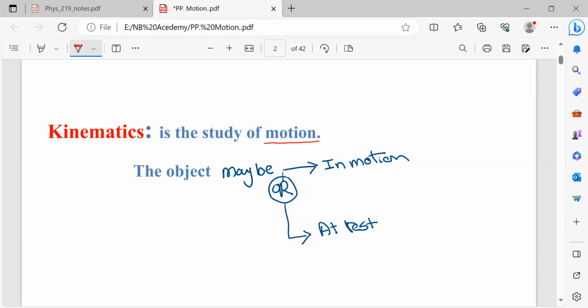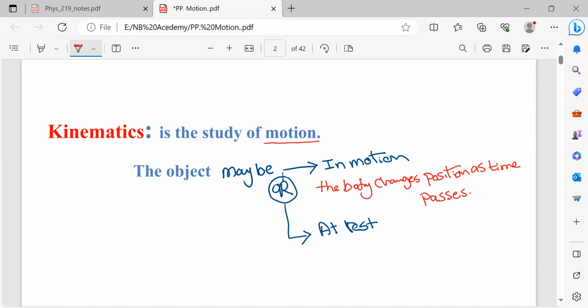What does it mean if we say that the body is in motion? It means that the body changes position as time passes. So here, when we say that the body is in motion, it means that the body is not existing in one position, but the body changes its position as time passes.